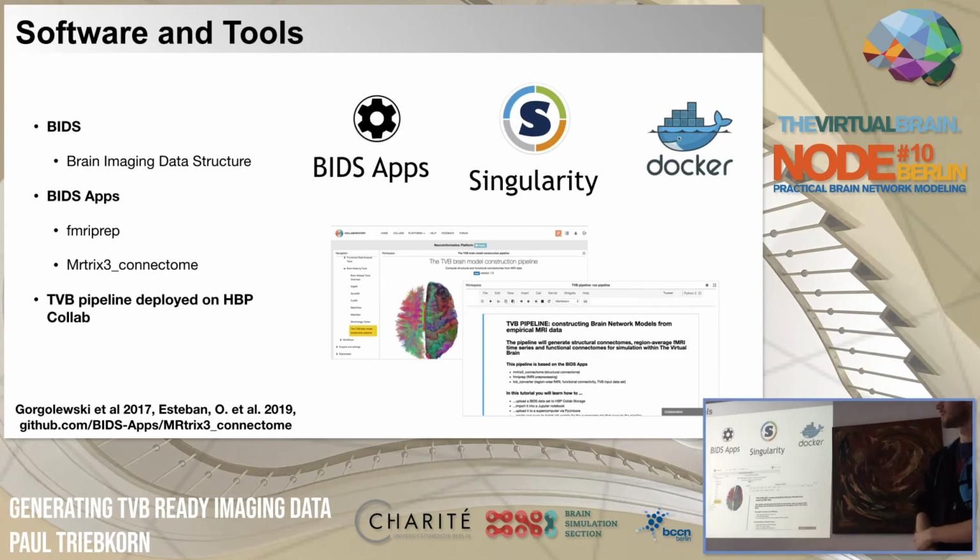And BIDS then would say, okay, how do you store anatomy data, structural data? How do you store functional, diffusion-weighted data in a way that is findable, reproducible, understandable for other people? And one benefit of organizing your data, and it is a little work in the beginning, you have to read the specification, but one benefit of doing this is that you can then use BIDS apps.